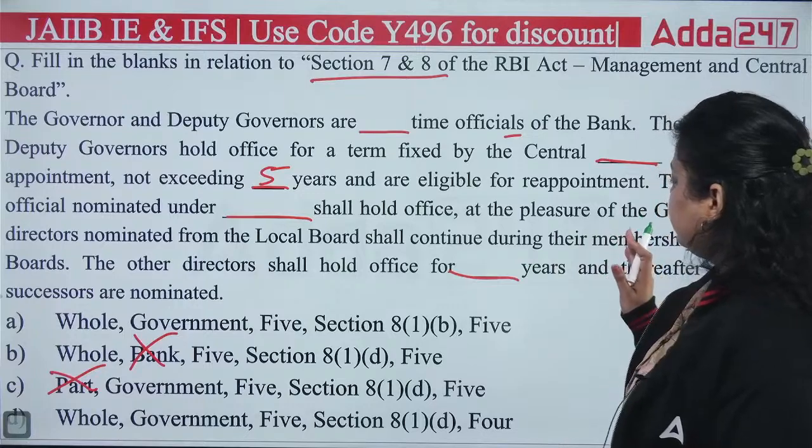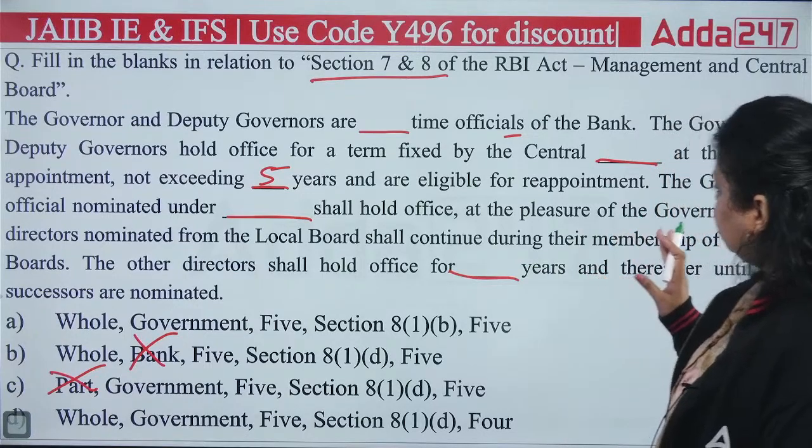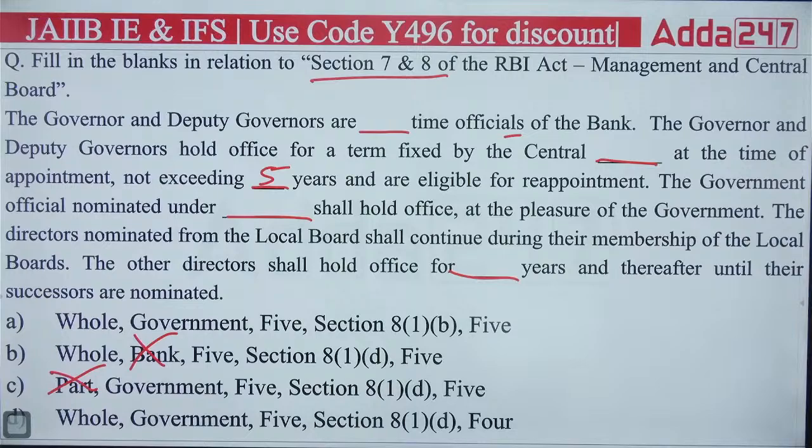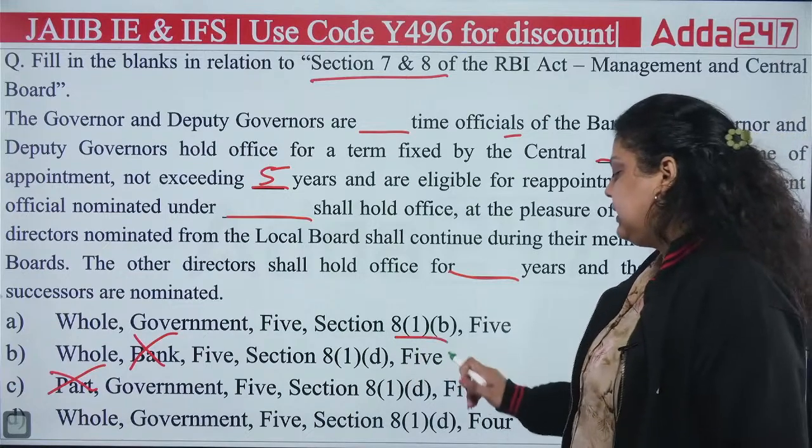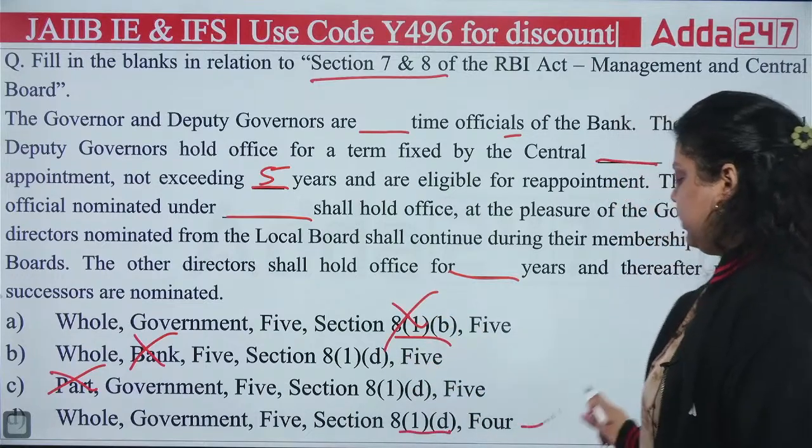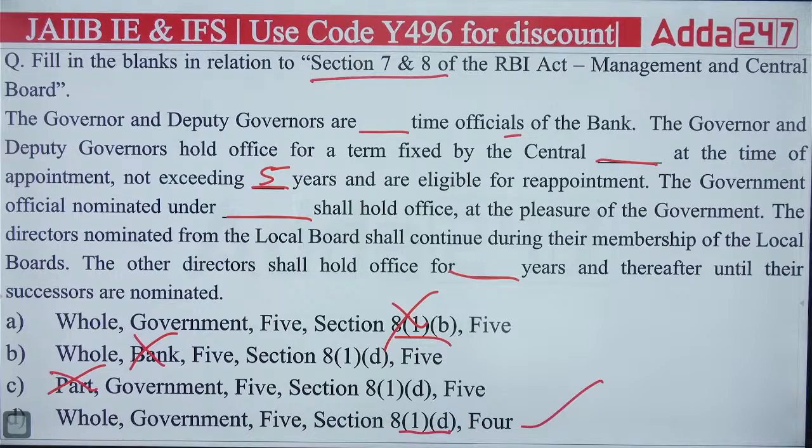Okay, then we're talking about here Section 81(b), Section 81(d). Out of these two, 81(b) and 81(d), the right one is 81(b). Okay, the right answer is what? 81(b). And the last is, the other director shall hold the office for the Central Board of RBI for the period of how many years? For the period of 4 years. So the right answer will be your D option.